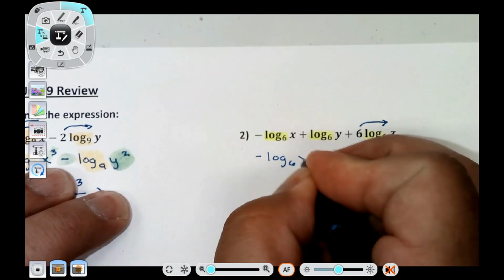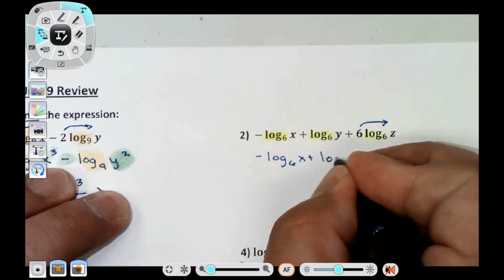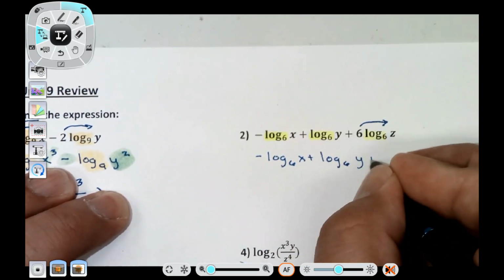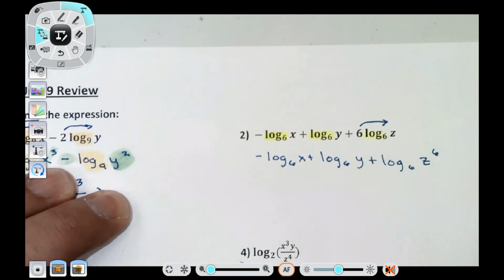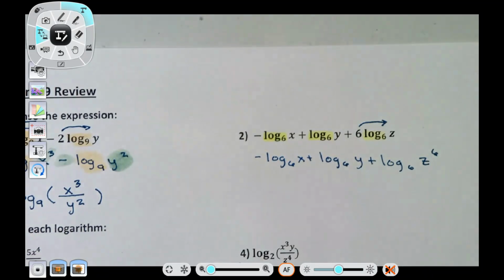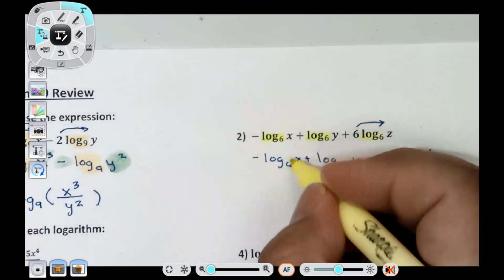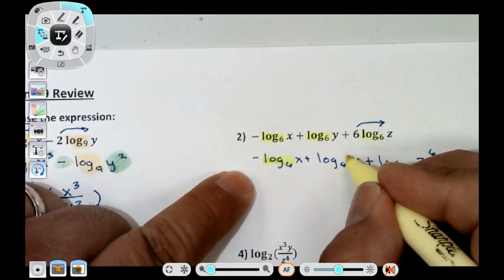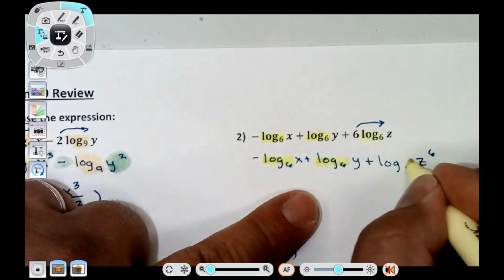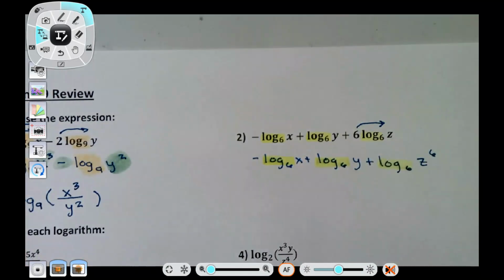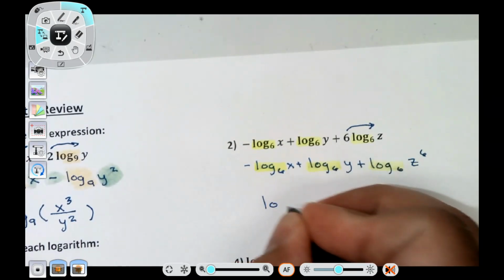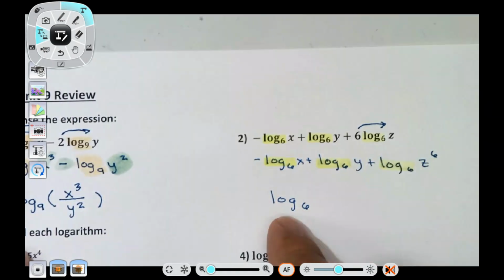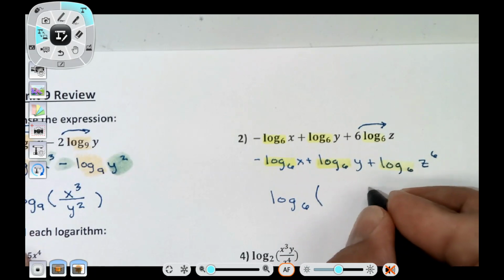Log base 6 of x, log base 6 of y, plus log base 6 of z to the power of 6. See, so now we're ready. We have a log with no coefficient except a negative, a log of 6, a log of 6. I'm going to take all 3 of those and just write it once, which is the idea of condensing. Remember, you write it once and then put a parentheses.